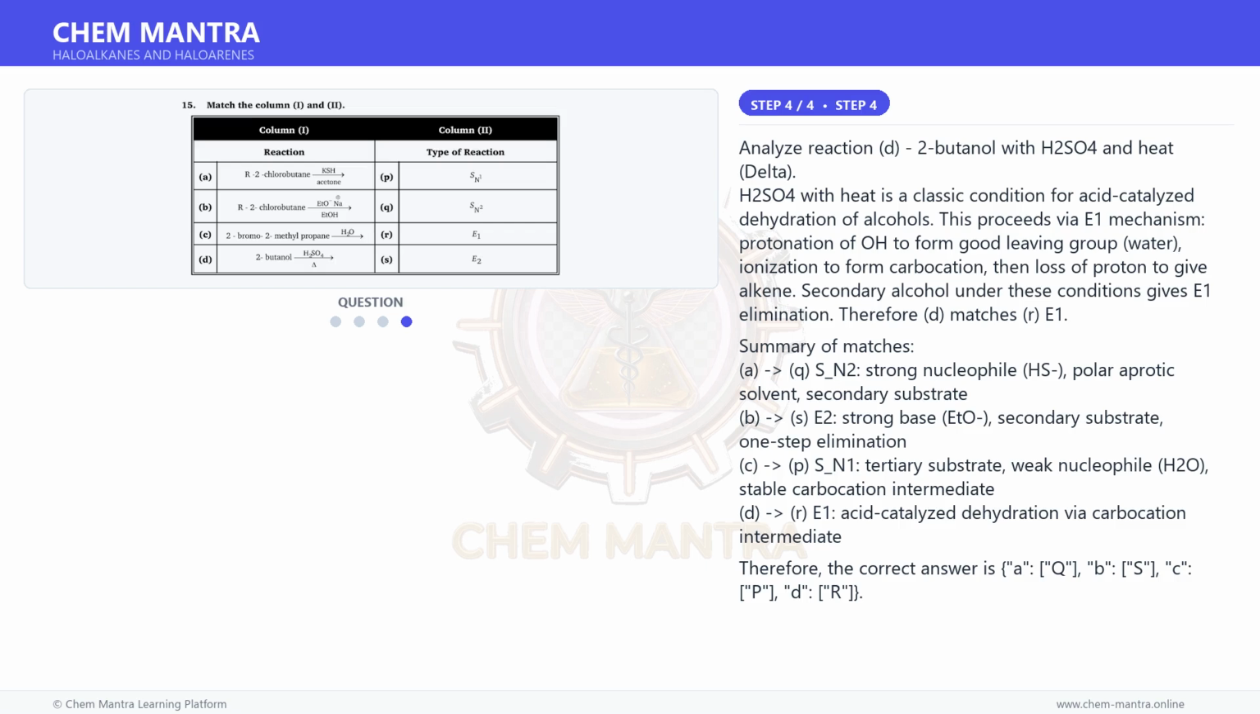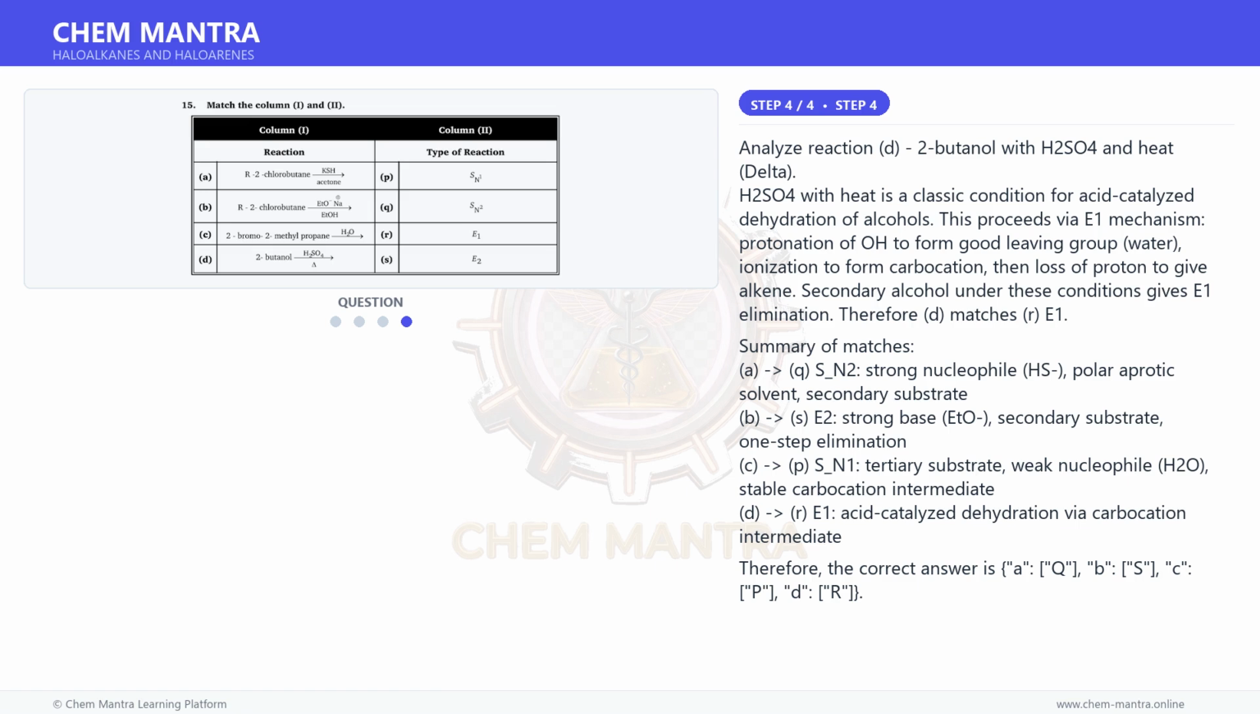And for the final step, analyze reaction D. 2-butanol with H2SO4 and heat, delta. H2SO4 with heat is a classic condition for acid-catalyzed dehydration of alcohols. This proceeds via E1 mechanism: protonation to form a good leaving group, water, ionization to form a carbocation, then loss of a proton to give an alkene. Secondary alcohol under these conditions gives E1 elimination. Therefore, D matches R, E1.